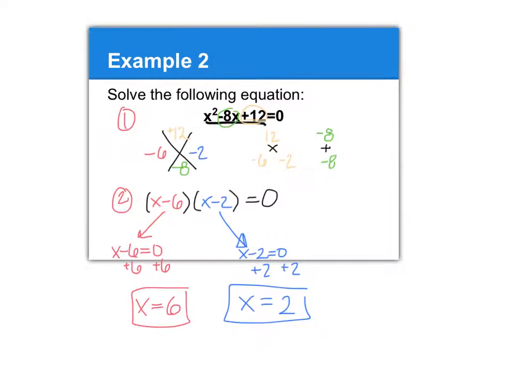Just to summarize everything. Step 1, factor the expression on the left. Step 2, set up the two binomials, set each one equal to 0, and solve.